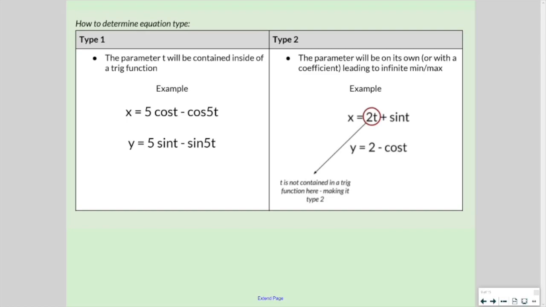If we see in the definition of x or y, t is outside of a trig function, so in this example for type 2, 2t plus sine t is how we define x. Because t is not inside of sine, cosine, tangent, cosecant, secant, etc., that means that this is type 2. And what happens is when we go to find the minimum and the maximum for x, we end up with negative infinity to infinity because t can be anything. Whereas in the type 1 situation, we have upper and lower bounds. That's what separates out the two different types.